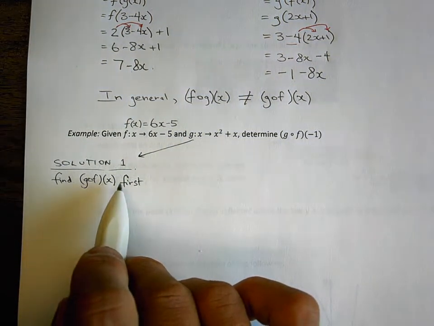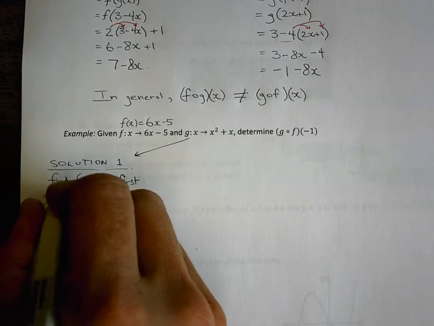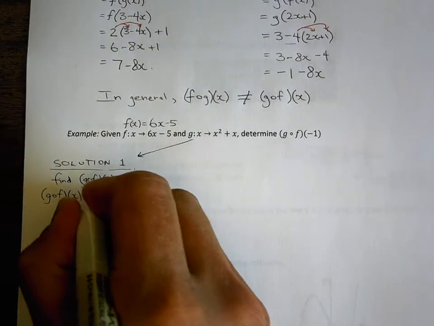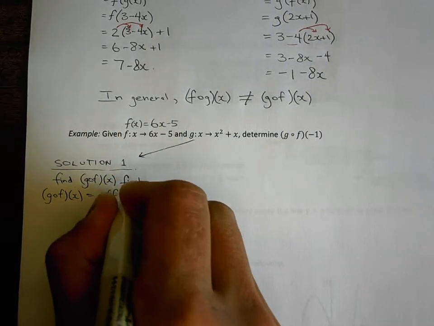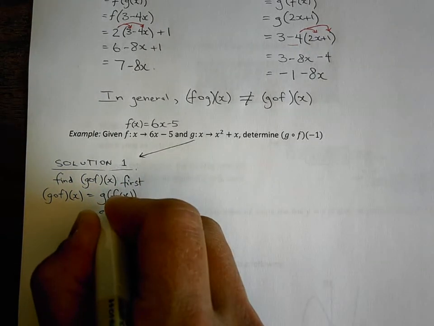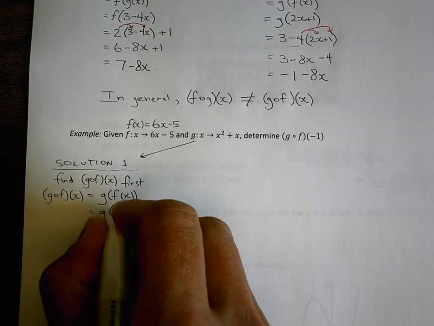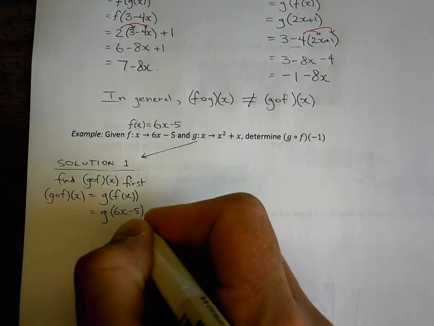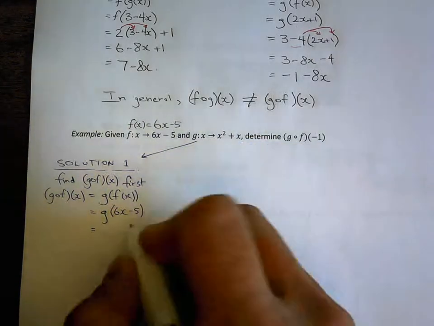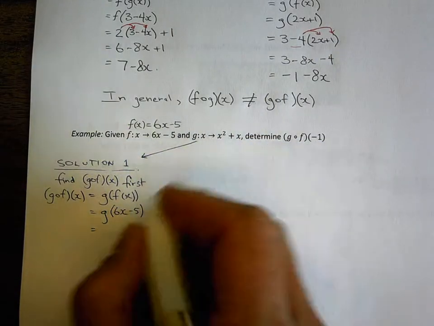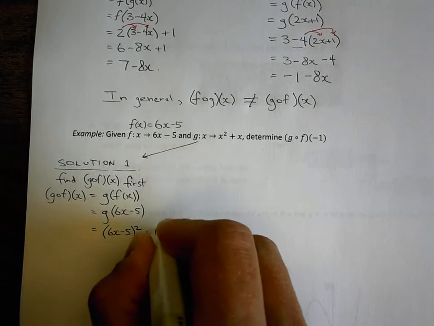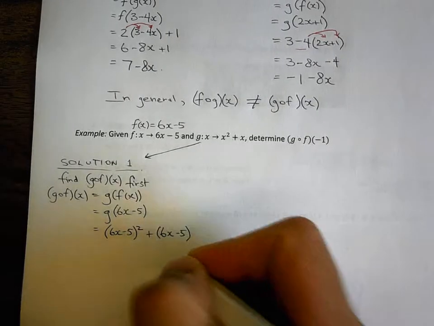So what do I have to do here? Okay, so g of f at x. I don't like that notation. I'm going to rewrite it to something that I understand a bit better. Now I'm going to sub in f, which is 6x minus 5. Now I want you to take my g function, and I have to replace all the x's with 6x minus 5. So I end up with (6x - 5) squared plus (6x - 5).